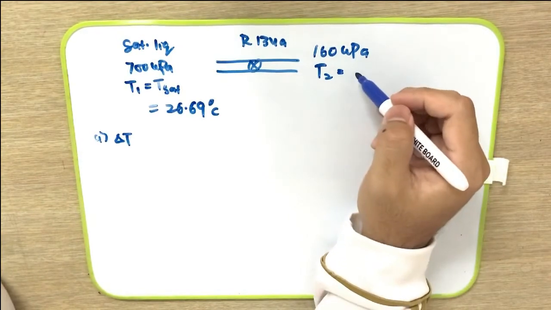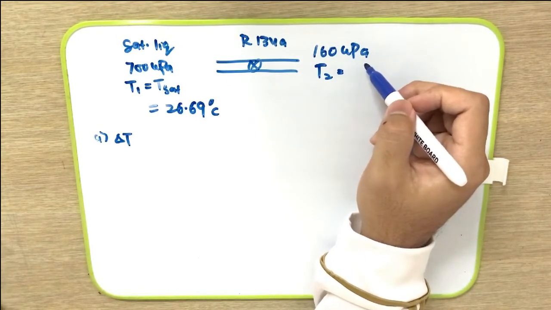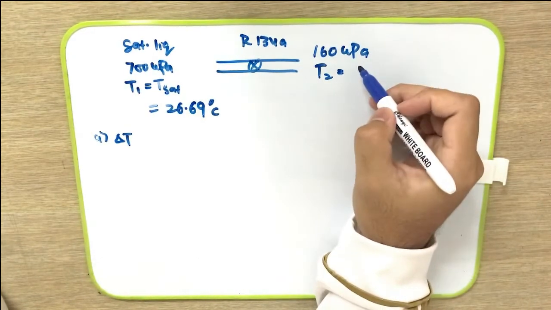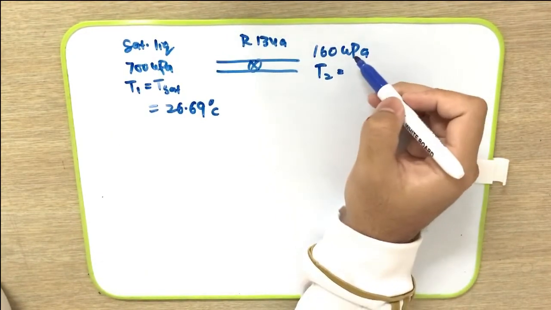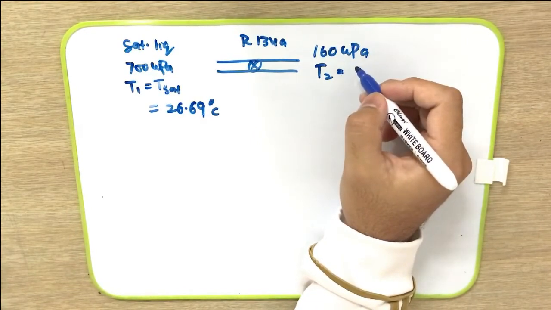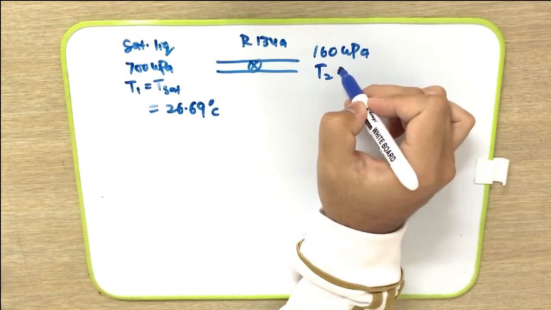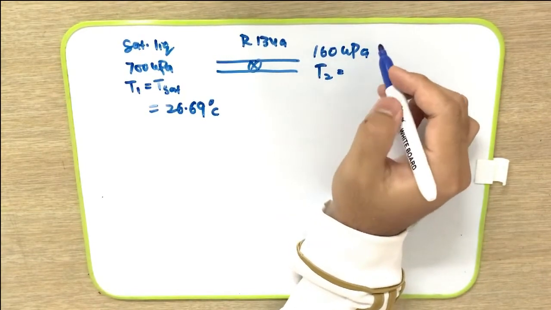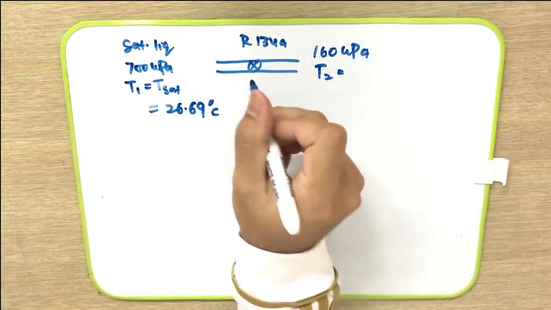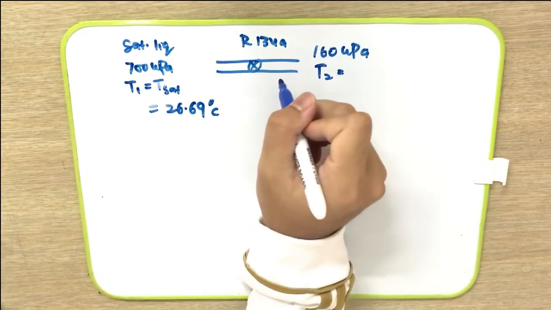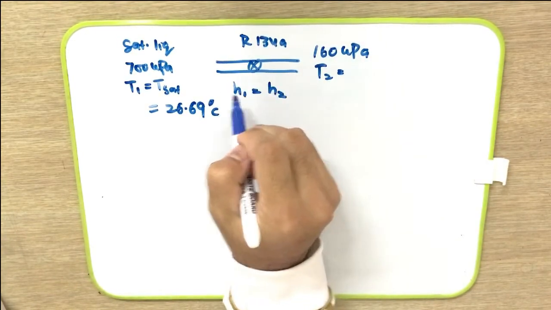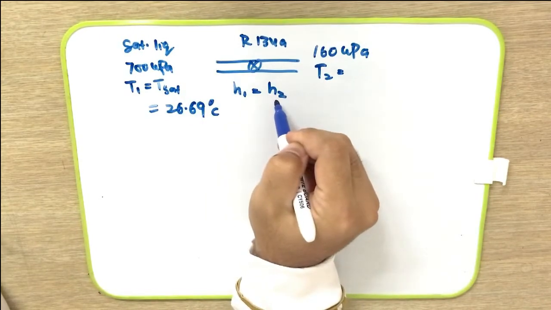Now we go to state number 2. In state number 2, we have only one info, which is pressure, which is not enough to find the temperature. At least we need to have another info. The second info that we need is the phase for this state 2. However, in order to find the phase, we should have one more info, because we know this is a throttling valve, and a throttling valve applies the principle of isenthalpic. Enthalpy for state 1 is equal to enthalpy for state 2.